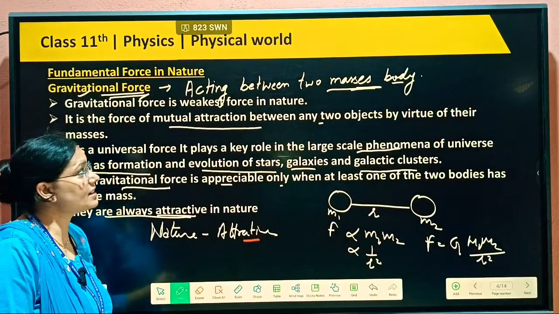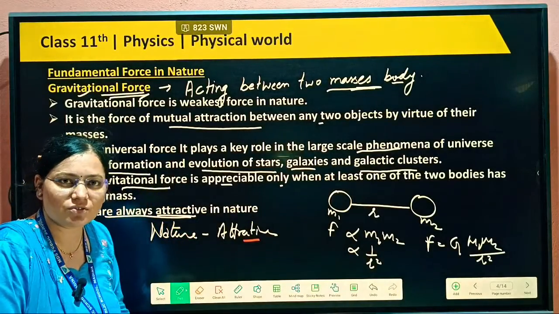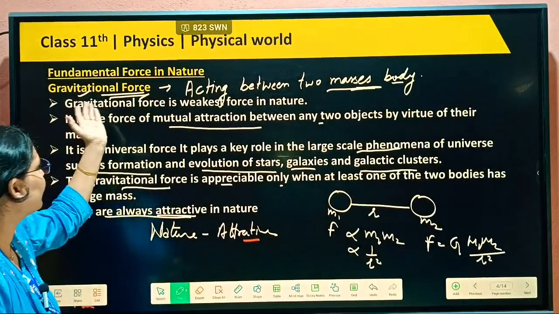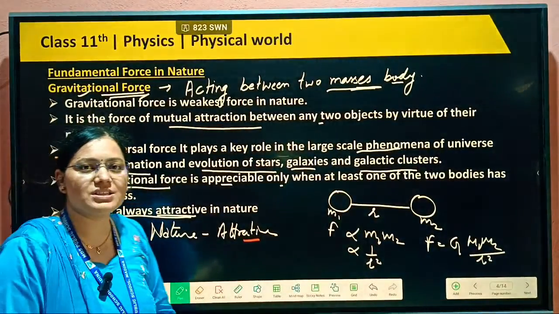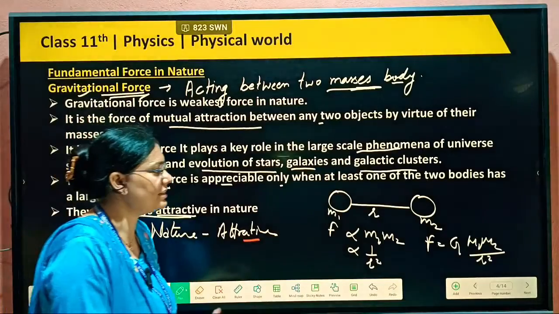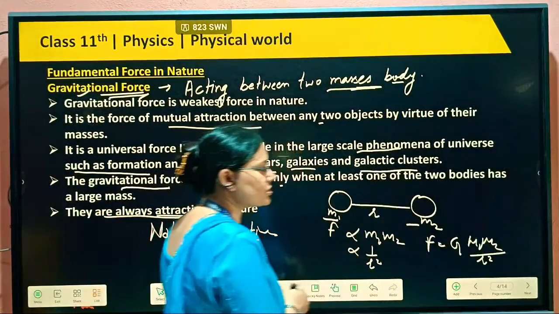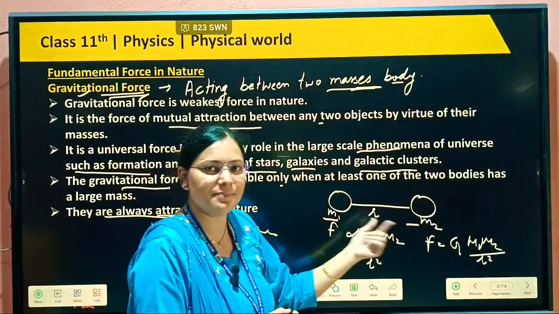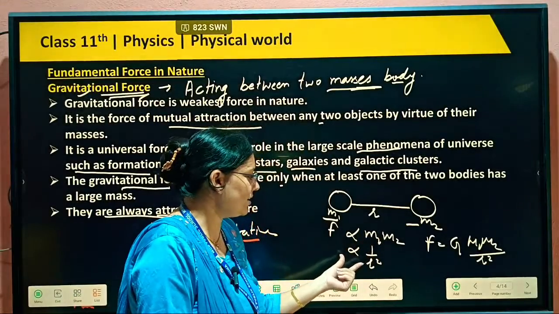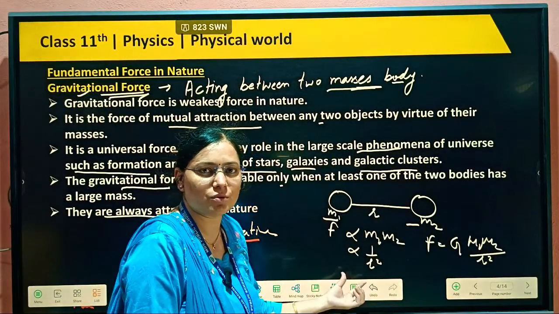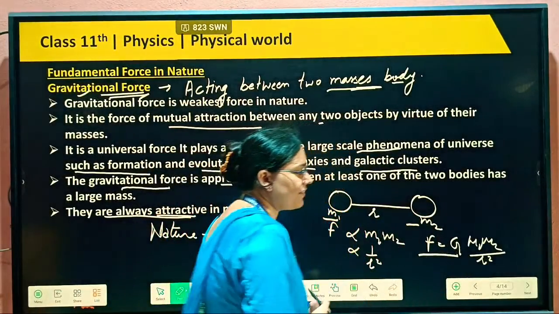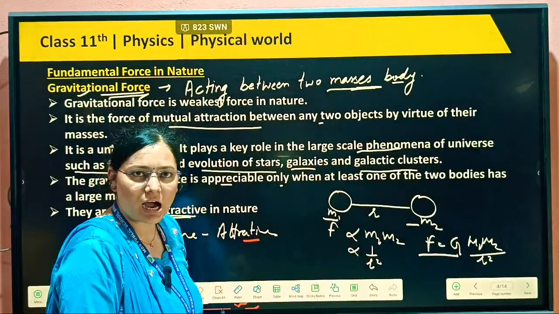We already discussed the first type, gravitational force, in the last class. Again I am telling about the fundamental gravitational force. Gravitational force always acts between two bodies having mass. Given the distance between them, this force is directly proportional to the product of the two masses and inversely proportional to the square of the distance between them. So the force is F equal to G m1 m2 by r square.